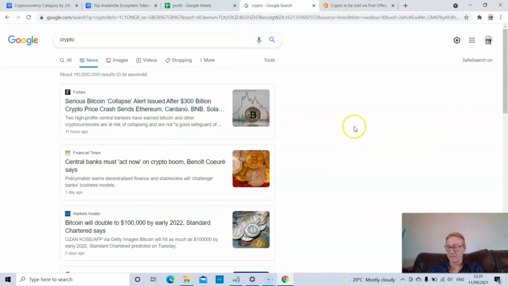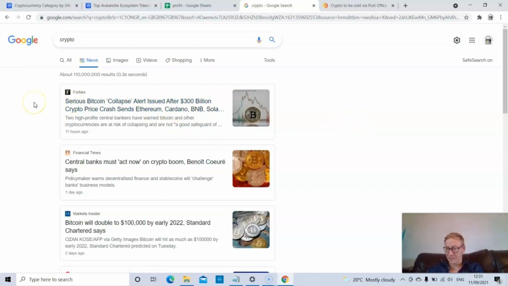Forbes have thrown out a nice negative headline. They always like to. Two high-profile central bankers have warned Bitcoin and other cryptocurrencies are at risk of collapsing and are not a good safeguard of wealth. But it's Forbes. Again, it's Forbes. Forbes hates crypto. They go out of their way to really push negative headlines on crypto consistently. And this was partly expected as well, to some degree. You expected the sell-the-news moment. You also expect there's going to be a rough time in the short term during September with crypto anyway. So again, sort of a nonsense headline.